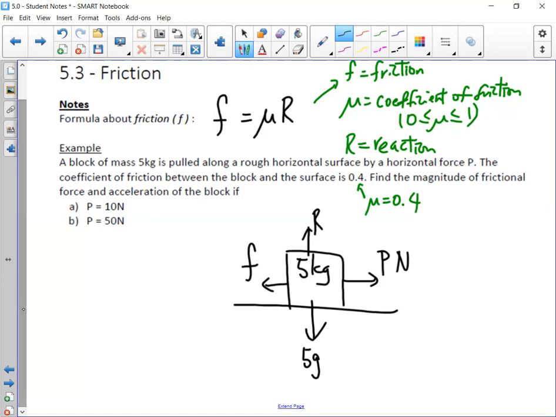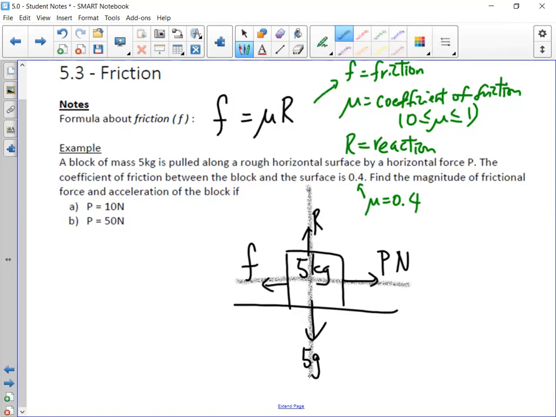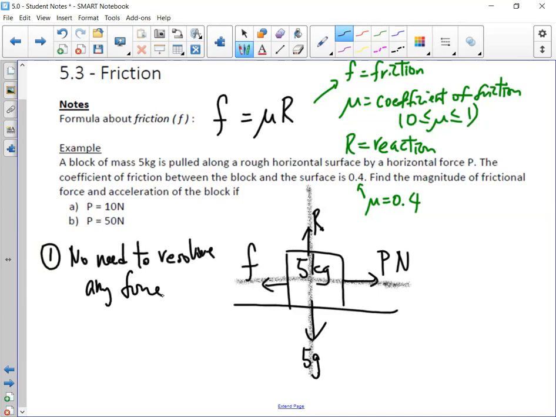Remember from the previous lesson, the first step is to see if we need to resolve any forces. Use a pencil and you'll realize this is the axis. Any force outside the axis? There is none. The P Newton, the R, the 5g, and the friction F are all on the axis, on the line. So step one, there is no need to resolve any force, because all of the forces are on the axis.